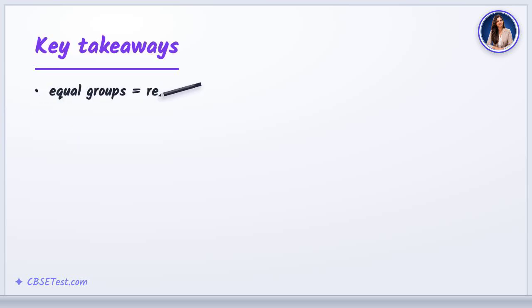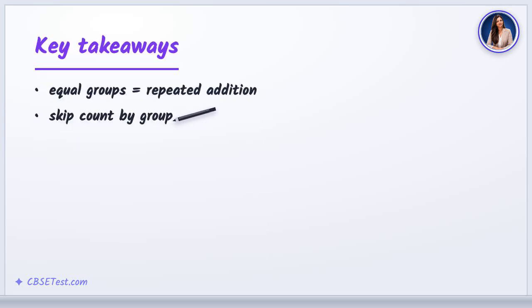To recap, equal groups are repeated addition. We skip count by groups. And this is the start of multiplication.